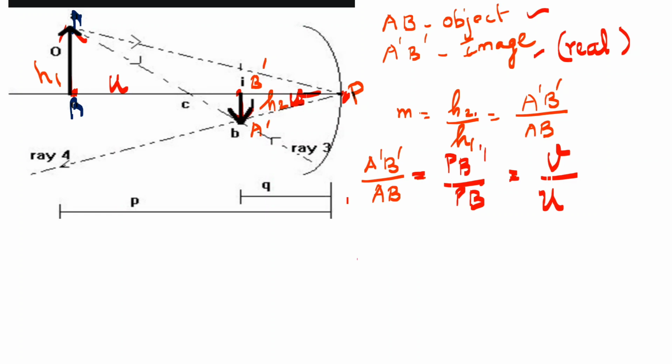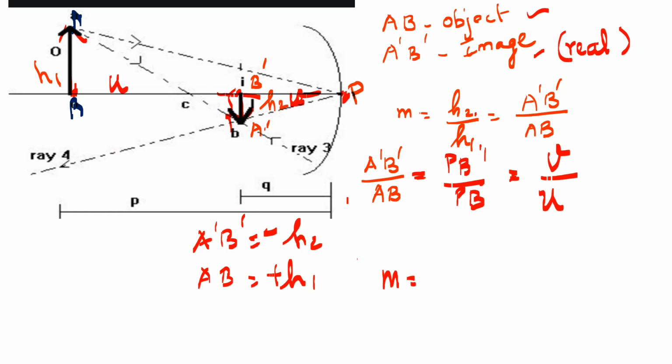Right? And what is this A dash B dash? We know A dash B dash is equal to h2 and AB is equal to h1. When you apply the new Cartesian sign conventions, this AB is above the principal axis, so this distance you can take as positive, and A dash B dash is below the principal axis, so that has to be taken as negative. So you can have this expression m is equal to minus h2 by h1.